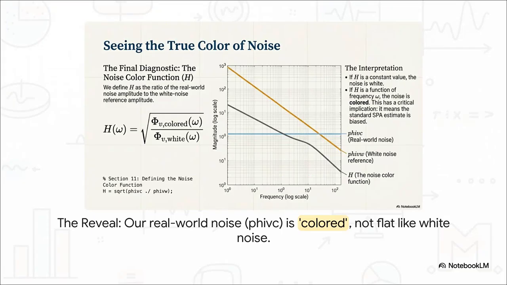That flat blue line, that's our white noise reference. Exactly what we expected. But look at the yellow line, the noise from our real-world data. It is clearly not flat. It has way more energy at low frequencies than it does at high frequencies. This is the smoking gun. This is the very definition of colored noise, and it has a massive implication. It means the standard analysis is being systematically biased by this hidden structure. We've now not only identified the system, but we've also fully characterized its primary contaminant.